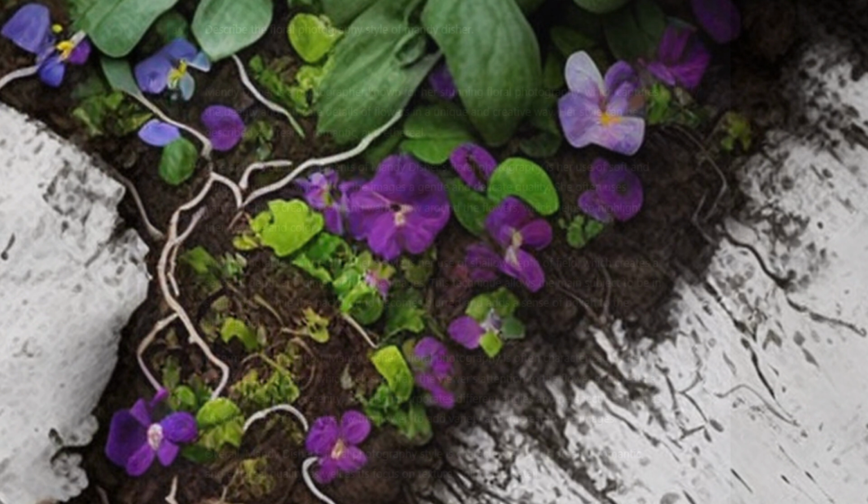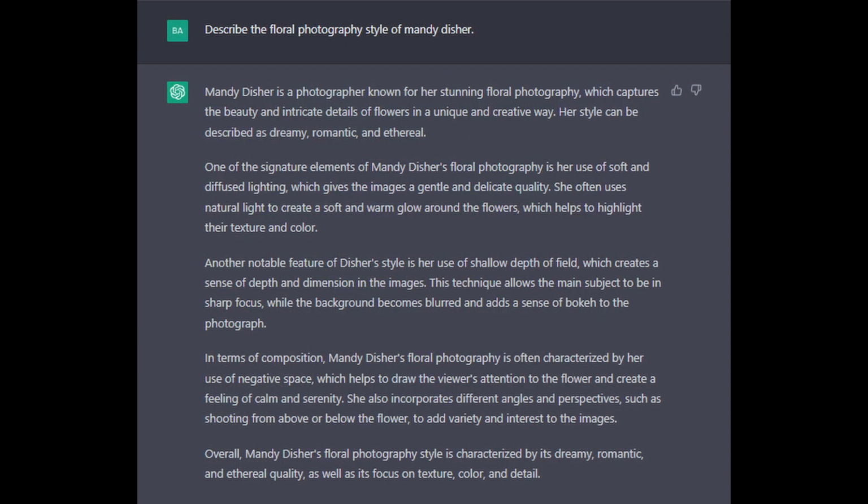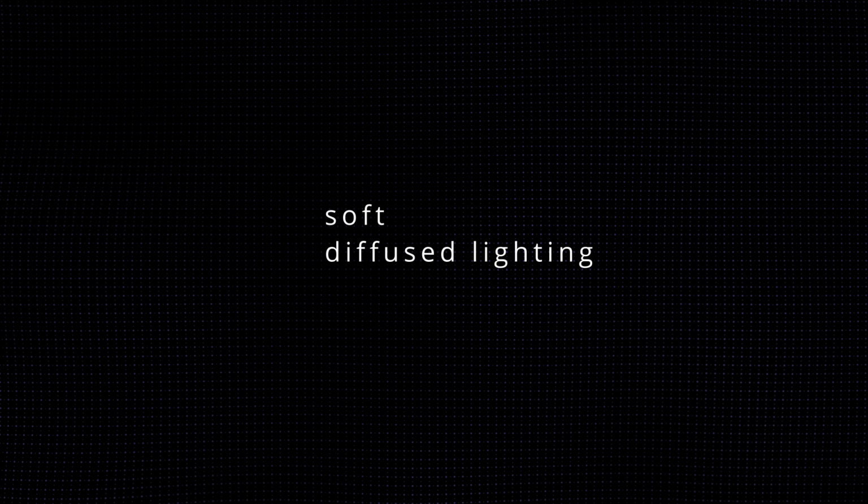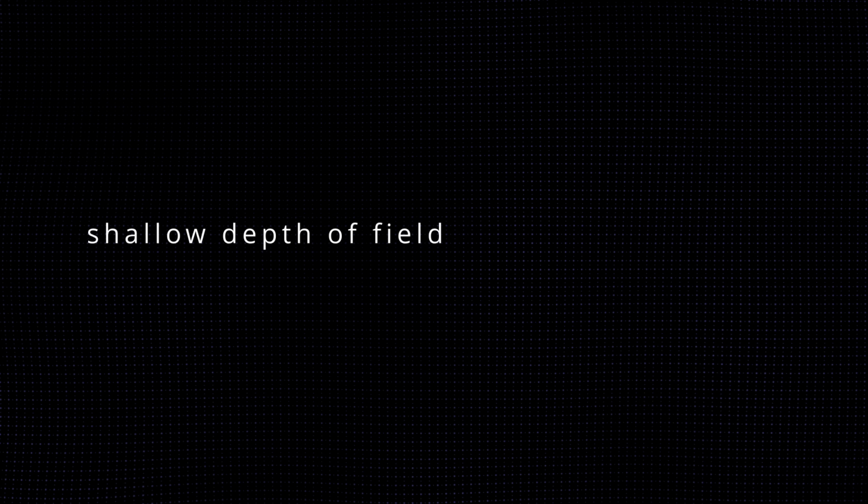If we ask ChatGPT to describe the style of Disher, we get a lot of descriptive terms that we can add to our prompt. Let's pick out our key terms: intricate details or intricately detailed, dreamy or ethereal. I would use one or the other. Soft or diffused lighting, warm glow, shallow depth of field, negative space, calm, serene.